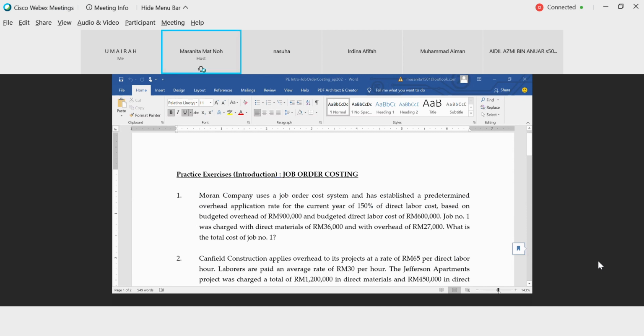Look at the first question. Modern company uses job order cost system. And then POHR dia 150% of direct labor cost based on budgeted overhead of 900 and budgeted direct labor cost of 600. Job number 1 was charged with direct materials of 36,000 and with overhead of 27,000. What is the total cost job of number 1? Job number 1 tu maksudnya satu job lah. Kira-kira.